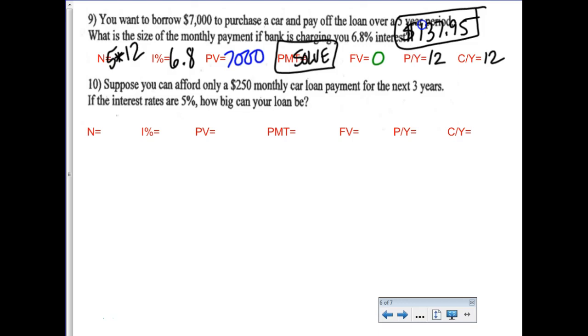Let's look at, I love this question. Suppose you can afford a $250 monthly payment, but only for the next 3 years. Because like, what's going to happen to you after 3 years that you can no longer afford this car payment? I don't know, but something. I don't know what your life plan is, but in 3 years, you're like, I gotta get this car paid off. So here we are. We have an interest rate of 5%. How big of a loan can I take out?